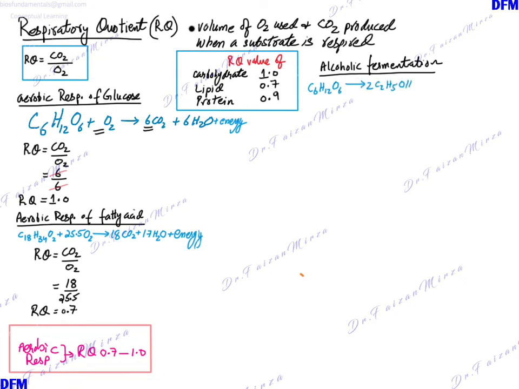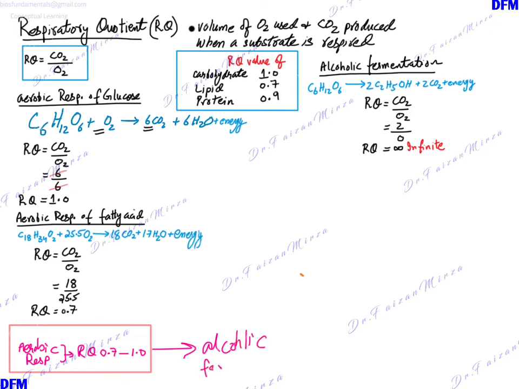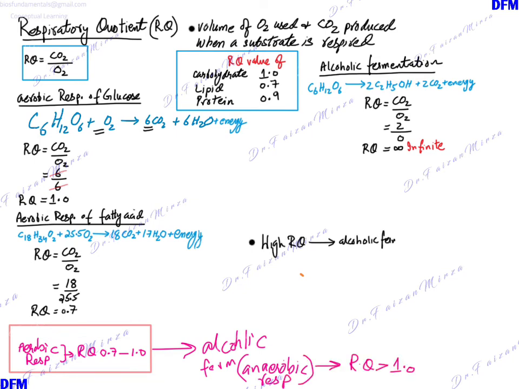For example, if alcoholic fermentation is occurring, C6H12O6 turns into 2C2H5OH and carbon dioxide plus energy. When you work out RQ, CO2 upon O2, for this, you know that two carbon dioxide are produced. You divide them by 0 oxygen, because it's alcoholic fermentation, anaerobic respiration, and oxygen is just not there. So if you divide this, the value is infinite. Infinite means a very large value. So whenever alcoholic fermentation is occurring by the anaerobic pathway, RQ is above 1.0. So a high RQ value refers to alcoholic fermentation.